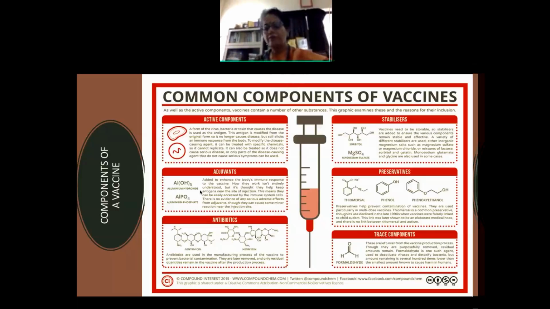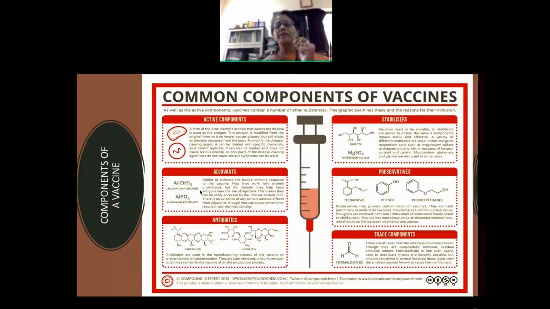Then the components which were used for the preparation or manufacture of the vaccine and which have been removed during the process, but this removal is never 100%, and you will always have remnants of it. So these are the various components that go into that one vaccine vial.